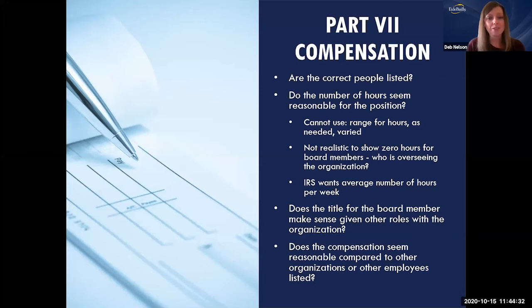We commonly will see returns that list individuals in this part, but they say 0 hours. And to me, that raises the question of, well, who's actually running and managing this organization if we're saying no one is spending any time doing this? So make sure that you have hours in there, and that should be average weekly hours. And we also suggest that a best practice is to include additional titles where it makes sense.